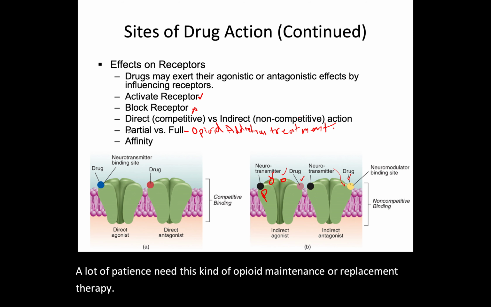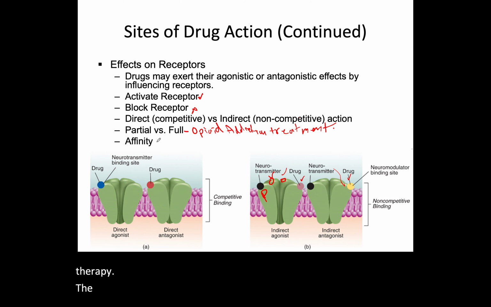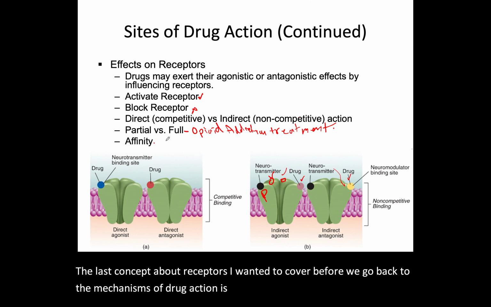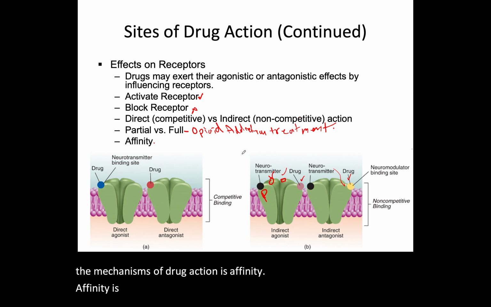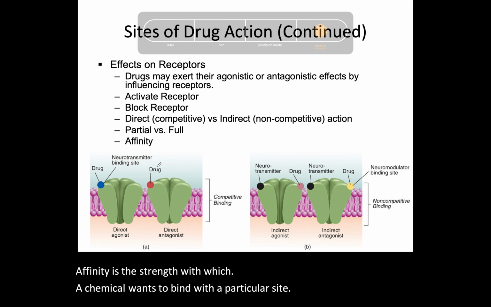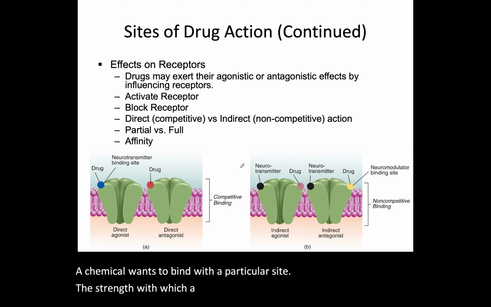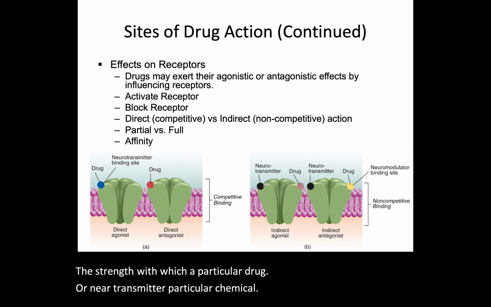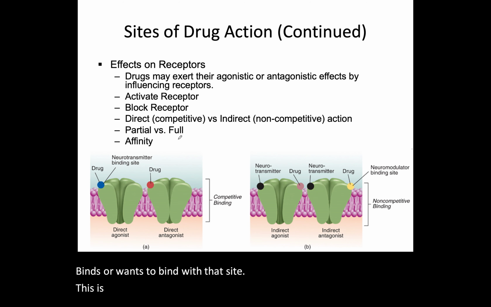The last concept about receptors I wanted to cover before we go back to the mechanisms of drug action is affinity. Affinity is the strength with which a chemical wants to bind with a particular site. The strength with which a particular drug or neurotransmitter, a particular chemical, binds or wants to bind with that site. This is, again, reflecting back on our opioid epidemic topic.